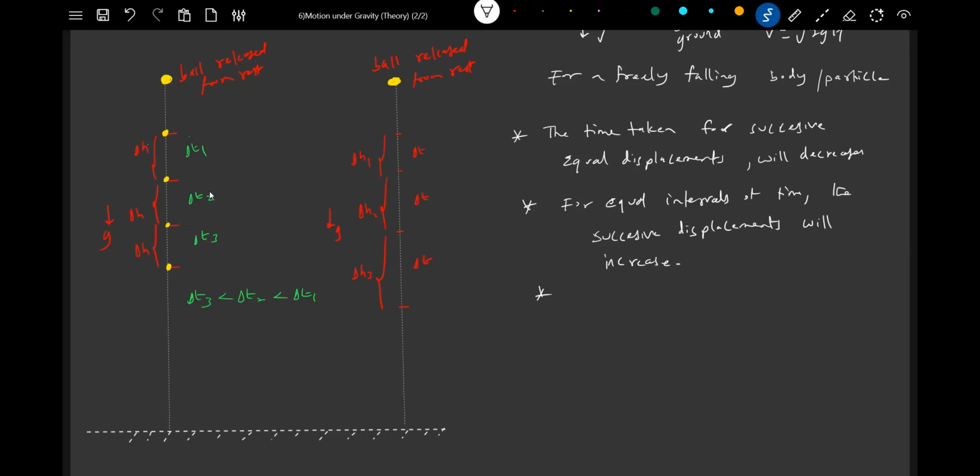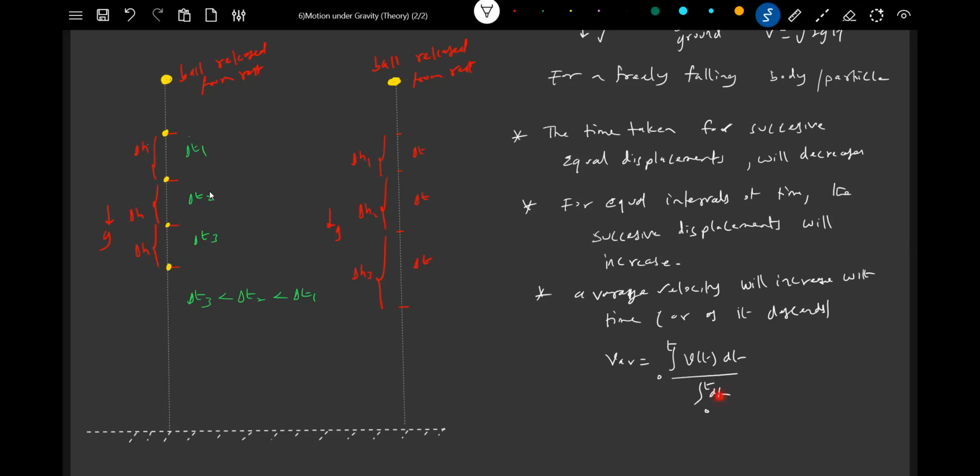Okay, there's one thing. Anything can we say about average velocity? Average velocity will increase with time or as it descends. So what is the basic idea for this? Average velocity should be equal to the integral of v of t dt from 0 to t. So what is v of t? So v should be equal to gt.